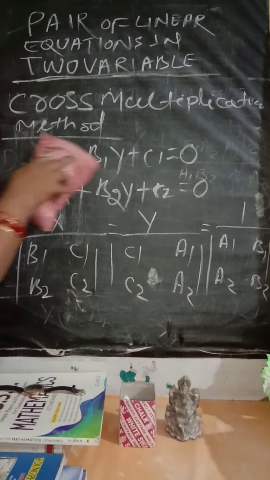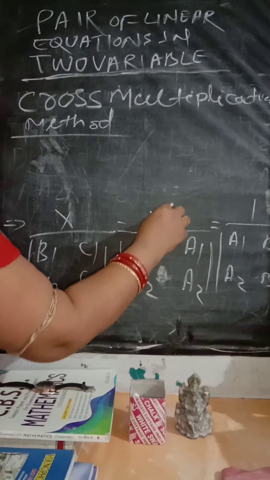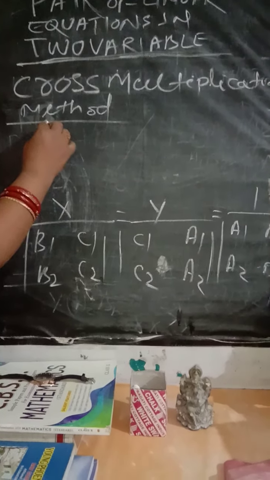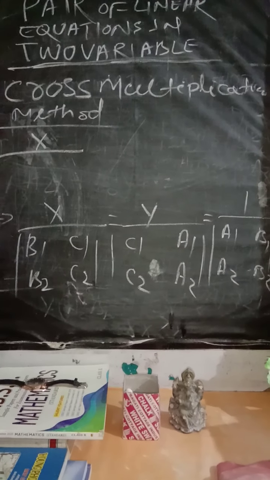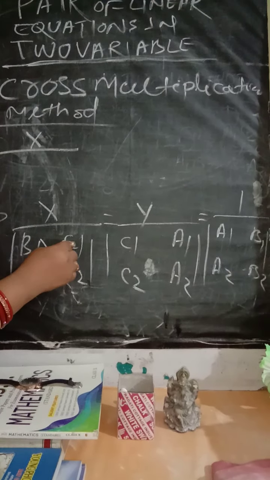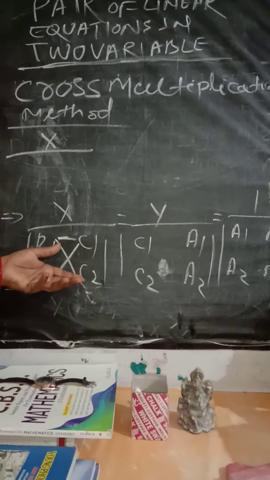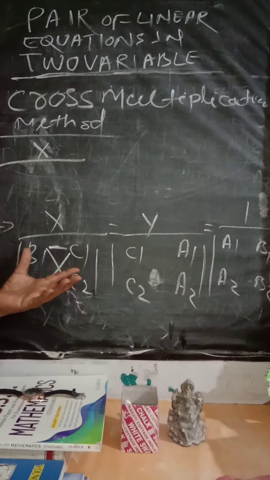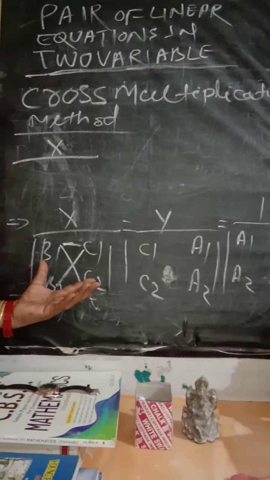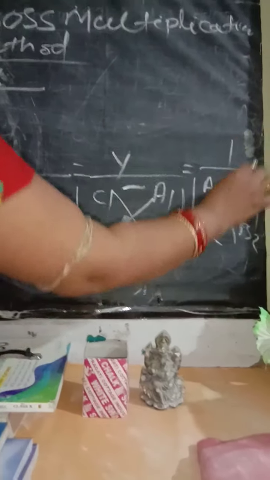Then what will we do? What is the value of this? We will form a cross for x by this method. What does the method say? Cross multiplication. This is the cross multiplication method. Crosswise you have to multiply. There will be a negative sign in between. This will be the value of this determinant. Then this is the cross, then this is the minus.